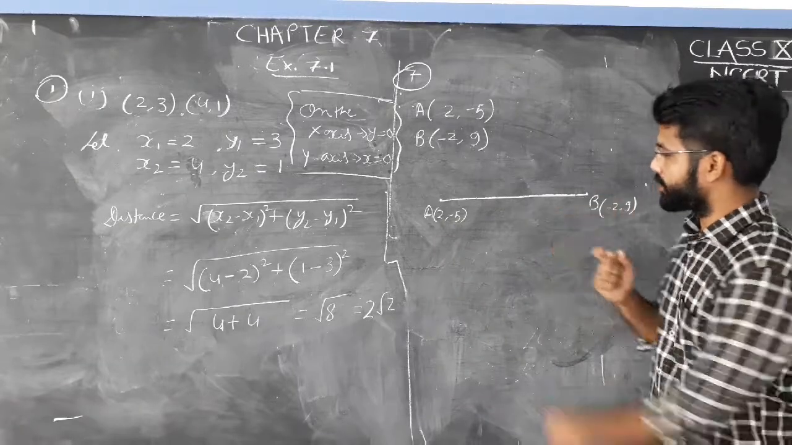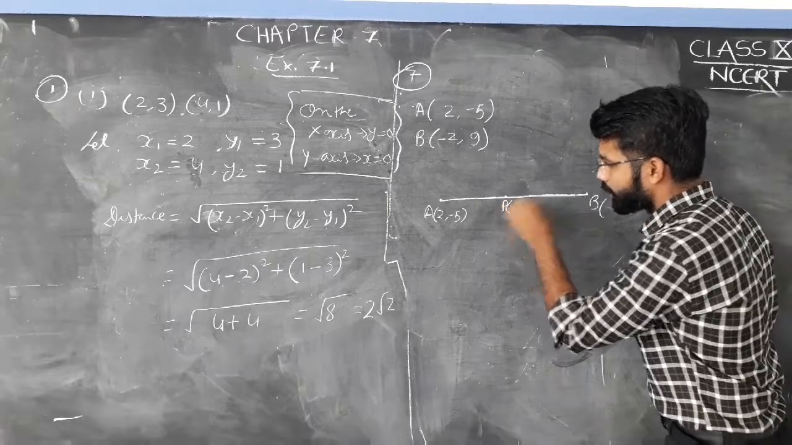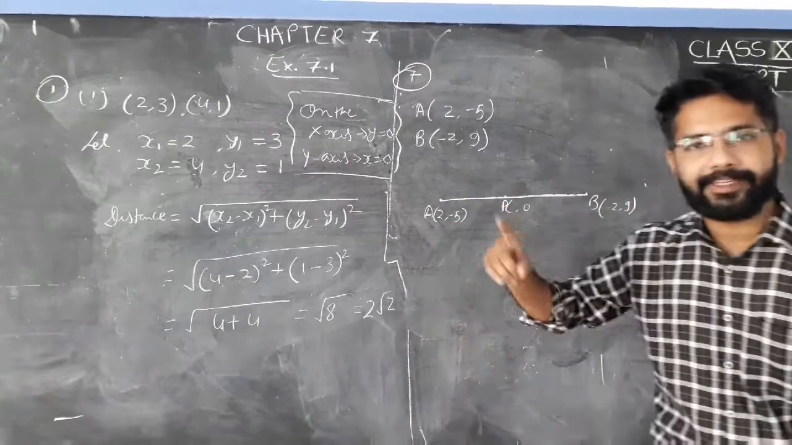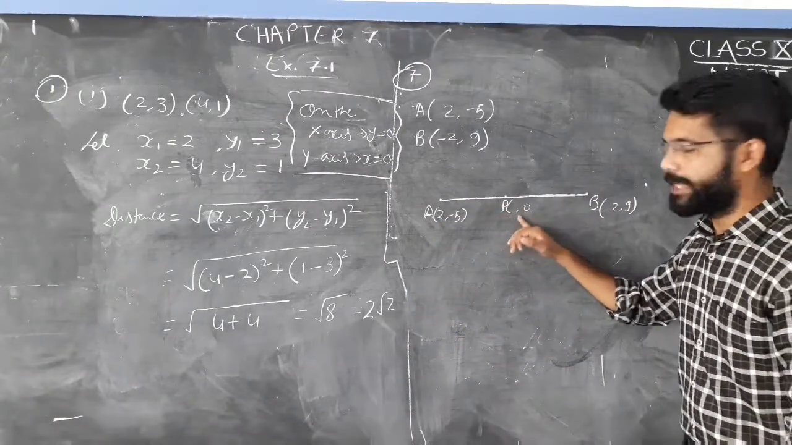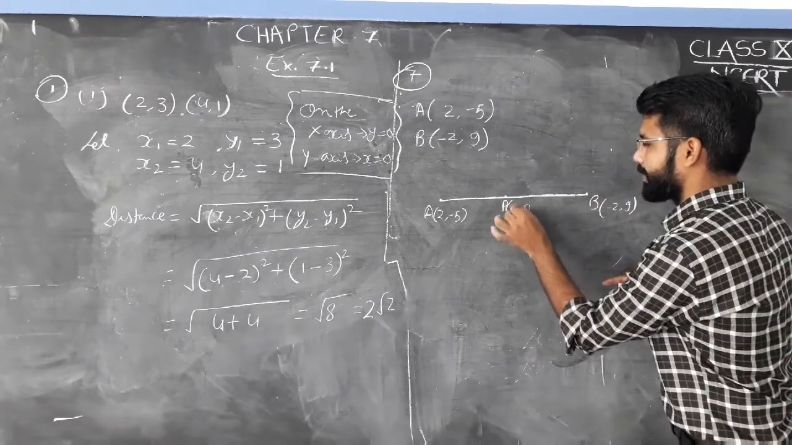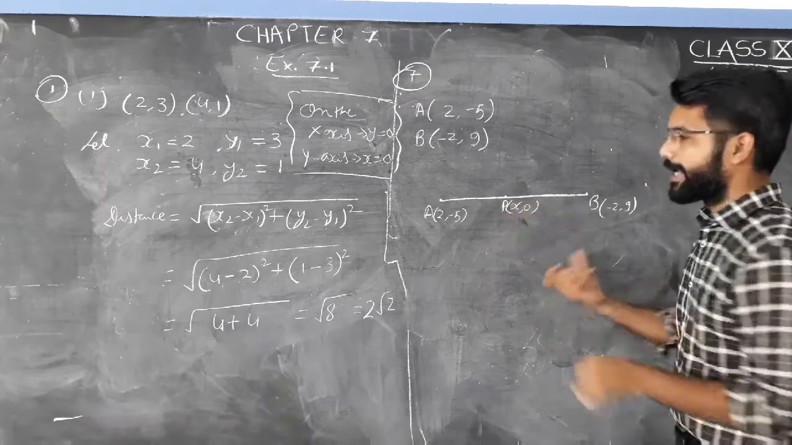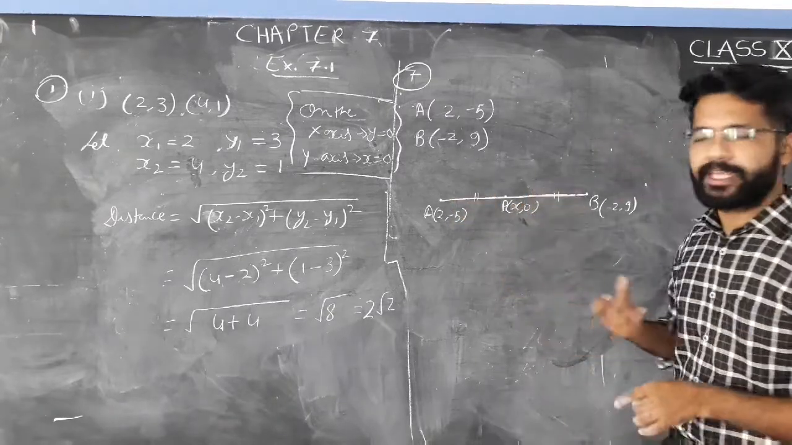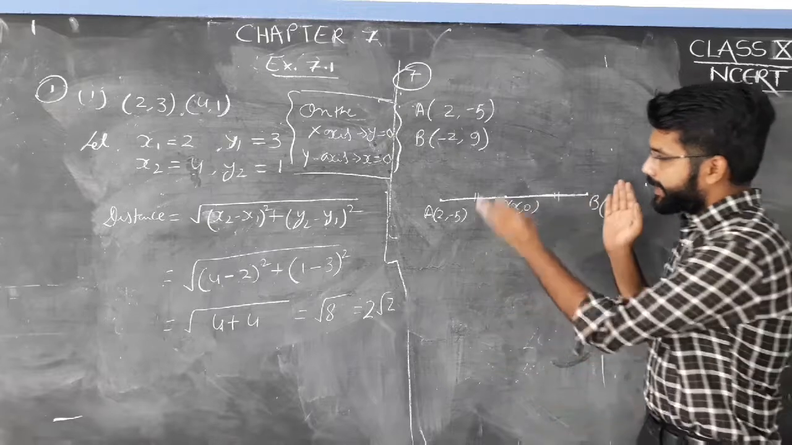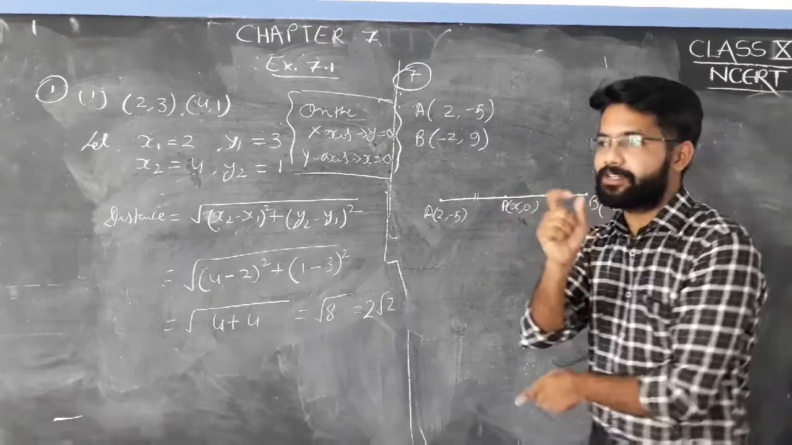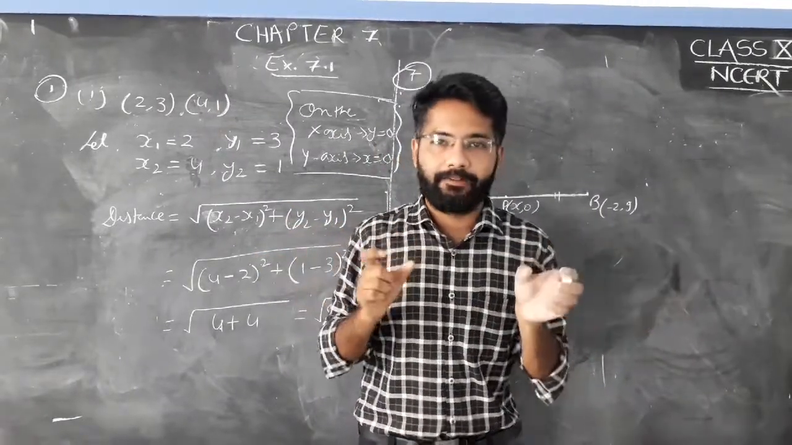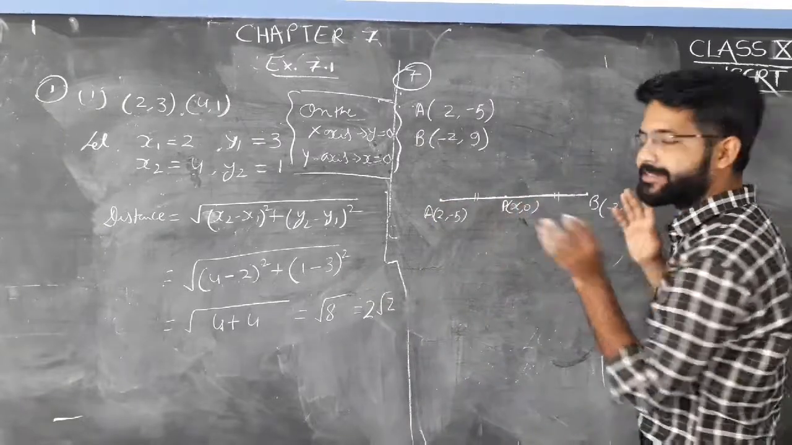We have to find a point. Suppose I am taking point P on the x-axis, which means y would be 0. We have to find the point P on the x-axis which is equidistant from A and B, which means PA and PB should be equal. Equidistant means the distance from both points would be equal. तो इसकी A से और B से distance equal होगी.